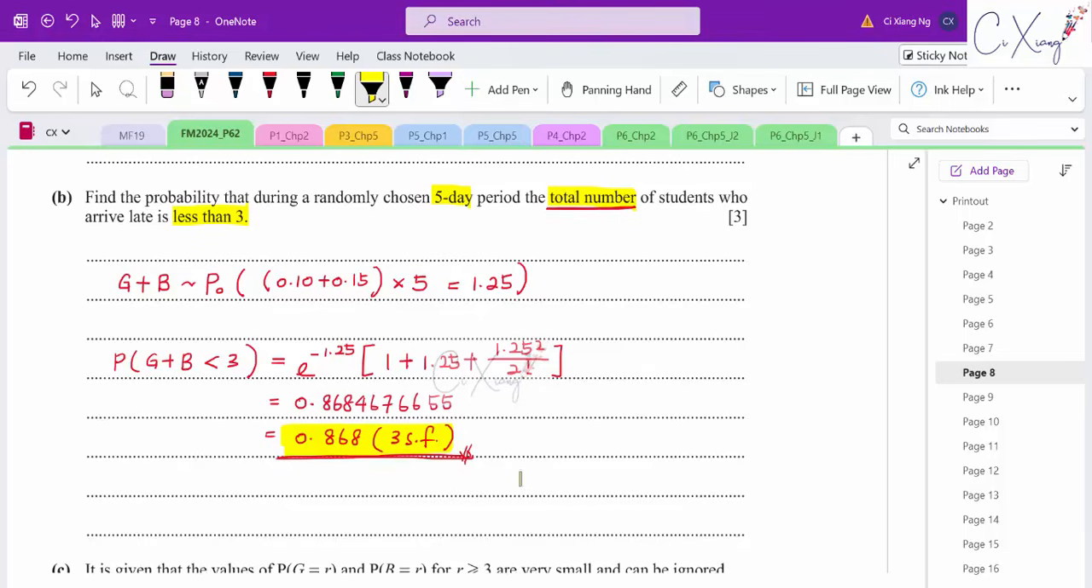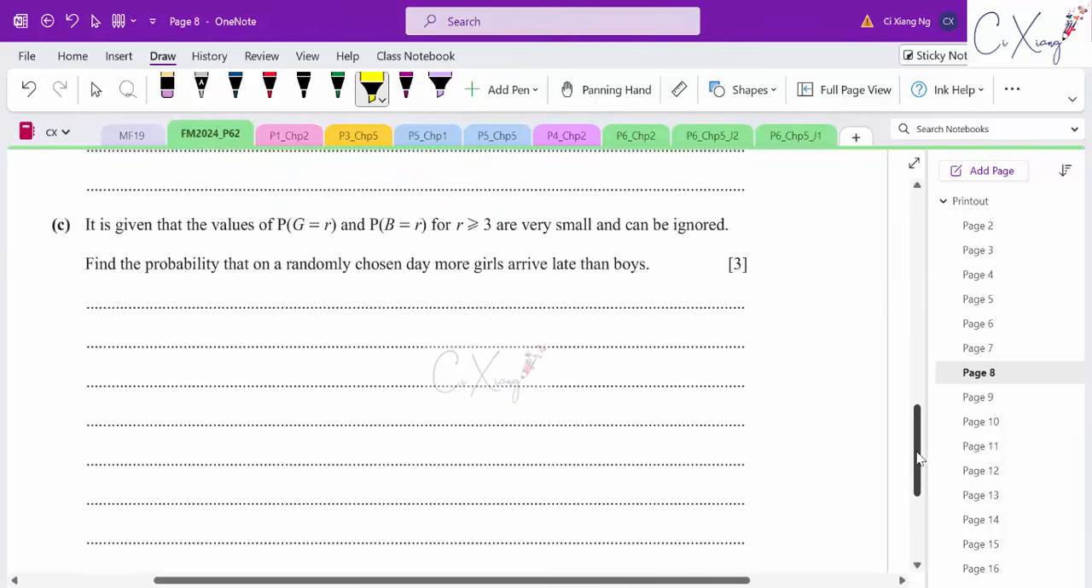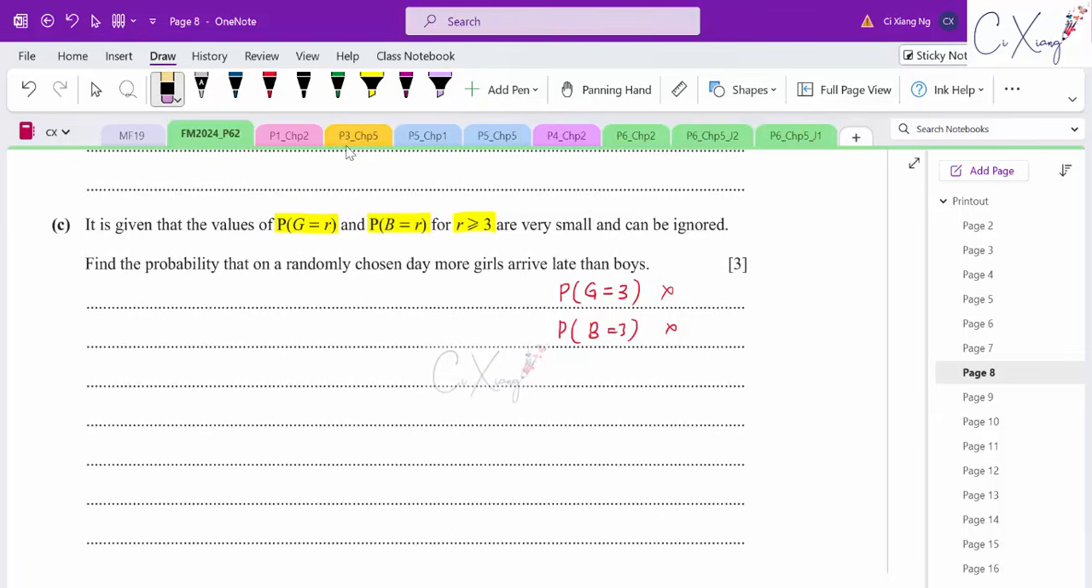Let's continue further to part C. For part C, it is given that the values of G equals r and also B equals r for r greater than or equal to 3 are very small and can be ignored. What does it mean? It means that if you want to calculate G equals 3, you can ignore it because the value is very, very small. If they give you B equals 3, we also can ignore the calculation because the value is very small. So if G equals 3, 4, 5, 6, and so on, we just ignore all the values. Same thing for B.